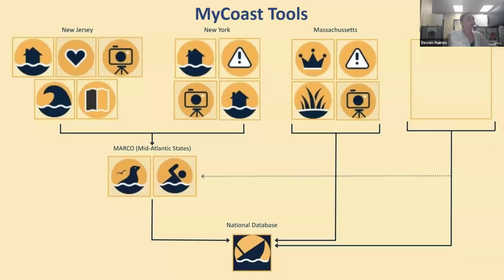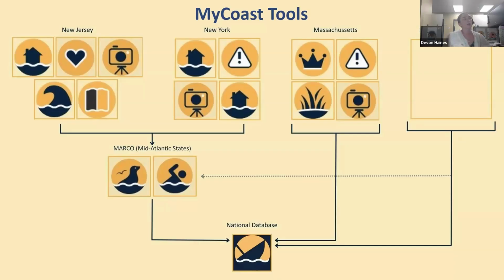So MyCoast tools, as I was saying, each coastal state has the ability to have a MyCoast app. So New Jersey, we have one. It is a paid subscription, so it's an annual subscription fee that we pay for. It's free to all users to use and to download the data. So if you are from another coastal state, you may not have state-specific tools, but you may have access to either the Mid-Atlantic tools or the national tool.